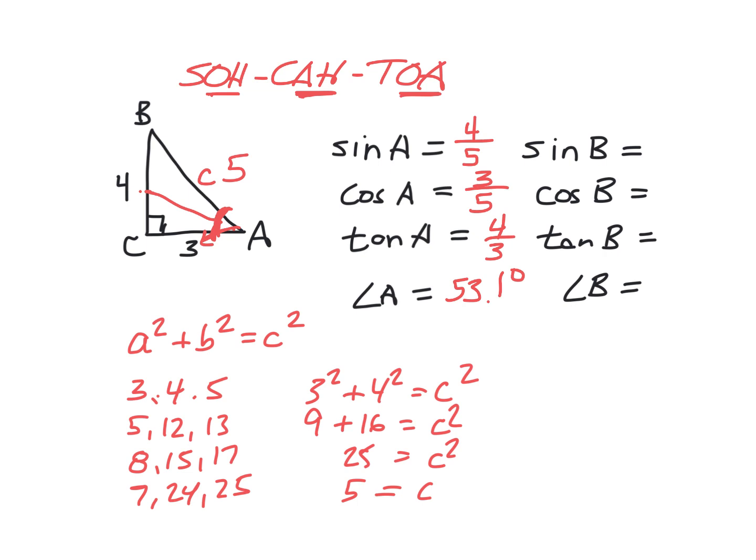Then using the other angle B, sine of B is the opposite side, which is 3, over the hypotenuse, which is 5. Cosine is the adjacent, which is the one next to it, which is 4, over the hypotenuse, which is 5. And then tangent of B is opposite over adjacent, which would be 3/4. To find angle B, again, I could do the sine inverse of 3/5. Or I could take 90 minus 53.1, which would be 36.9 degrees.